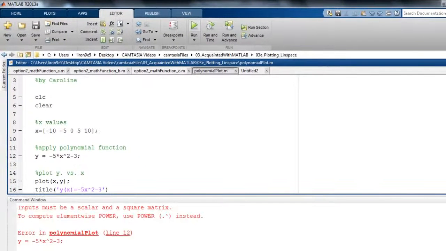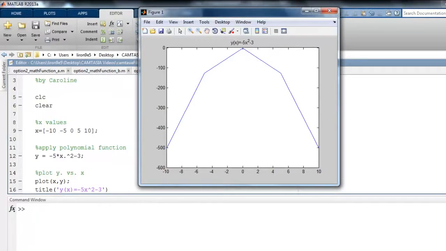But when I run, MATLAB crashes on line 12, which is the y expression. It tells us to use the dot caret instead. We want to do element per element operation. We don't want to do vector math. By simply adding that dot, MATLAB can plot the function.